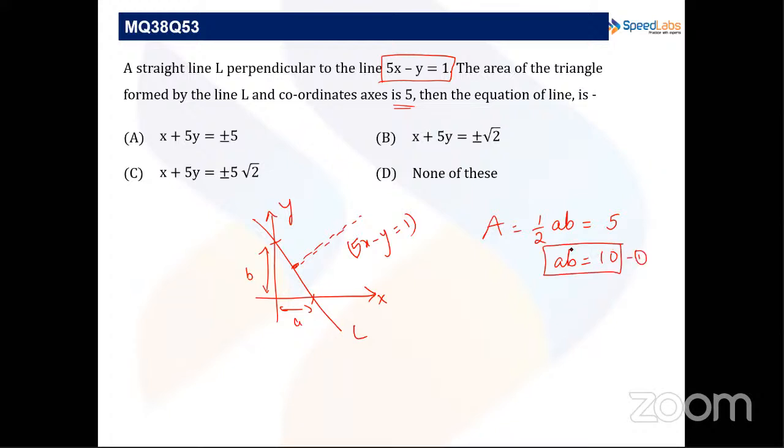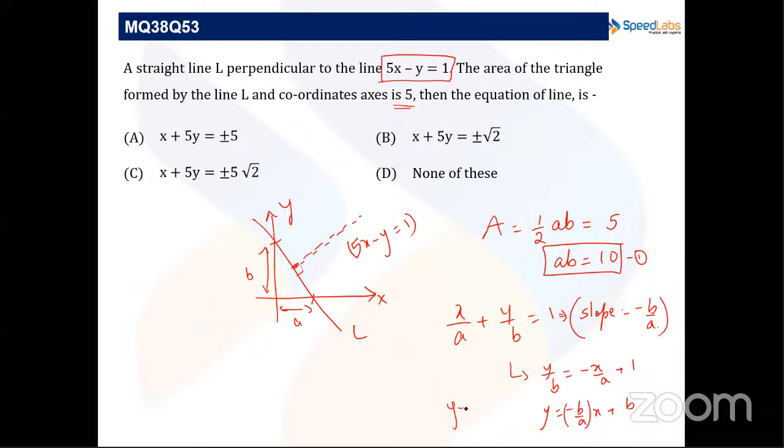Now we need to find the equation of this line. So already we know the equation of line is x upon a plus y upon b equals to 1. From here this slope will be minus of b by a. If you write it in the form of y equals to mx plus c, that is y upon b equals to minus x upon a plus 1. So y will be minus b by a x plus b.